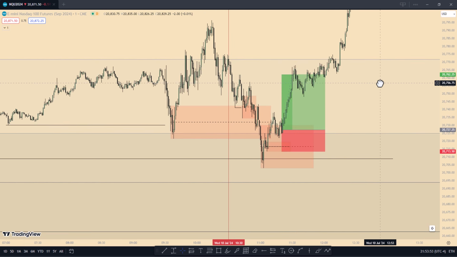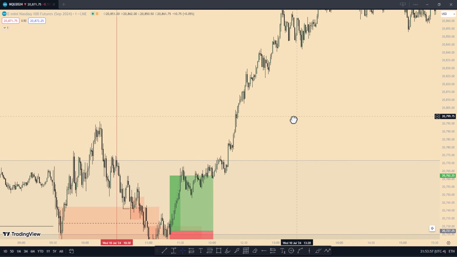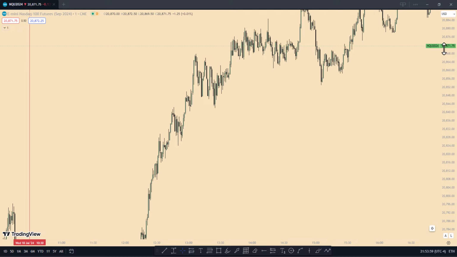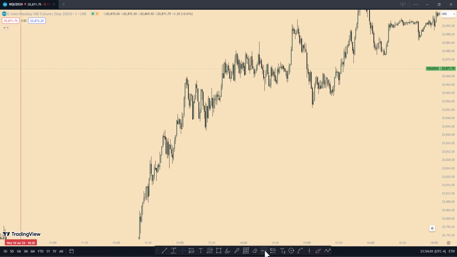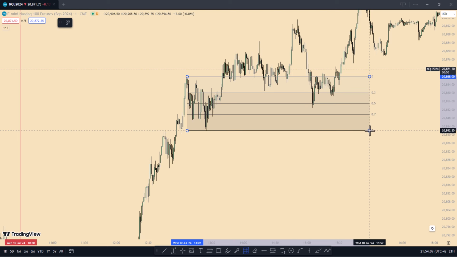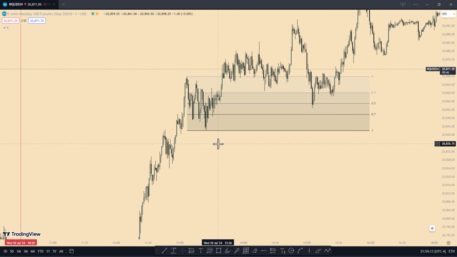Now, moving on to our third and final trade for the day, right? And it happened right here. So this was a bit of a risky trade, right? And I'm going to explain to you why. So we have a zone right here, right? From this high to this low right here.